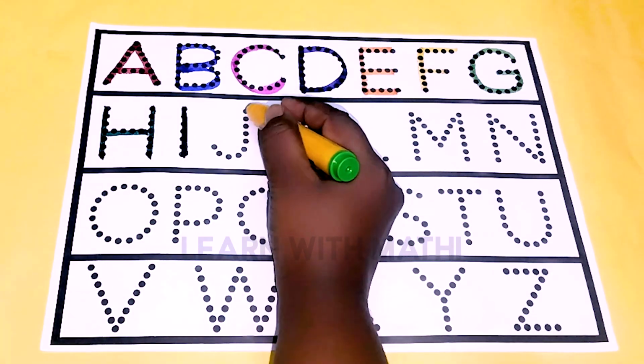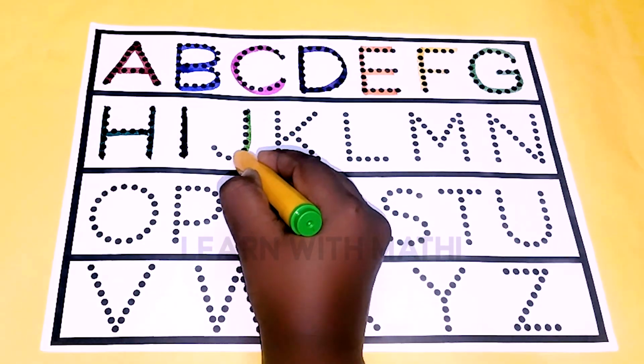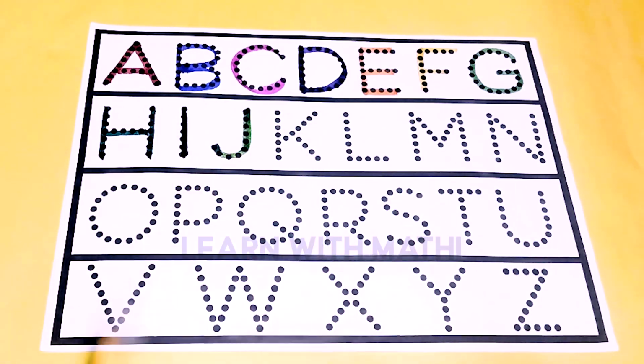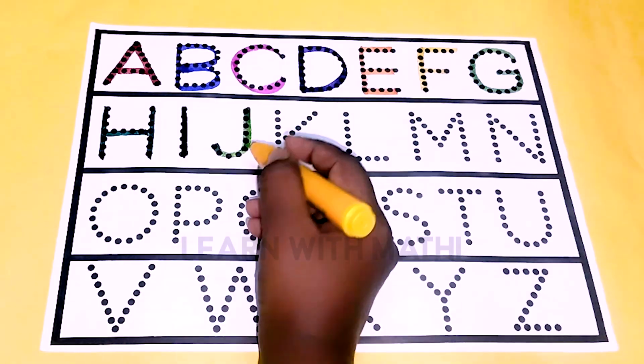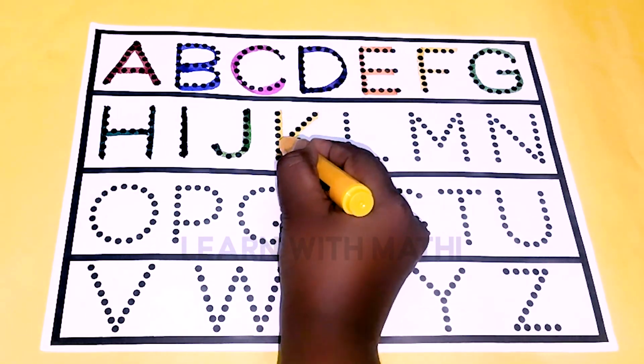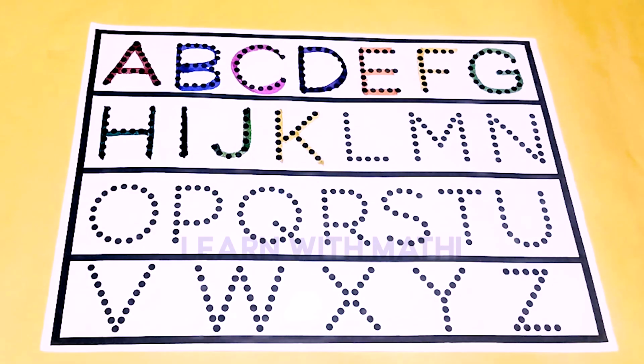This is green color. J. J for jaguar. This is yellow color. K. K for kangaroo.